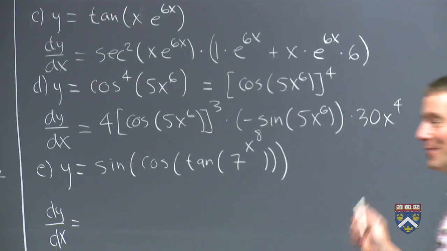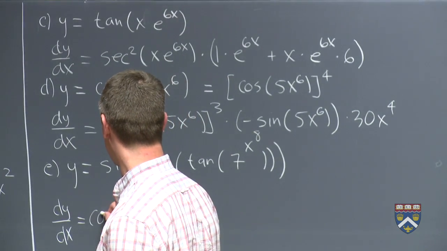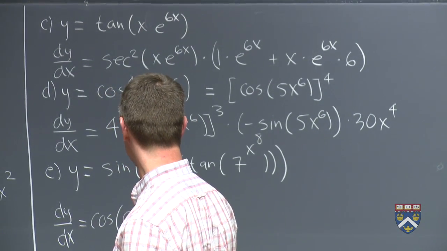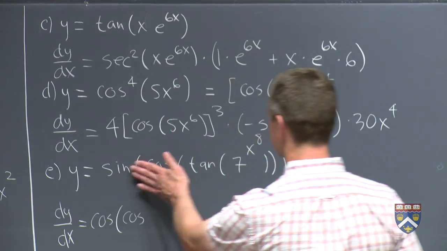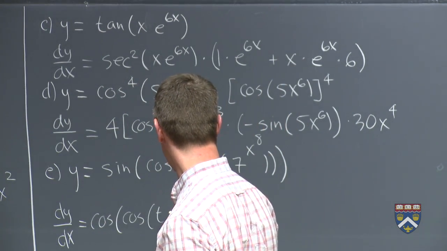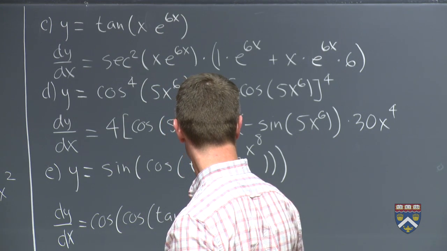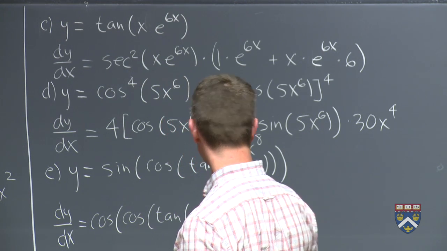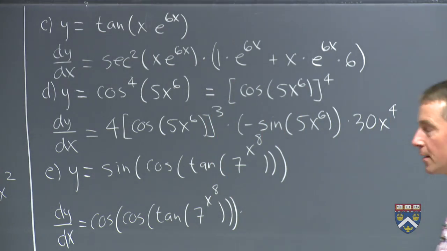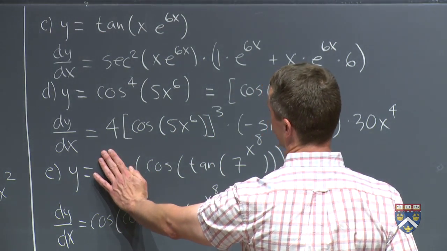We've got sine of something. By now we know the derivative of sine of something is cosine, and the inside doesn't change. So sine of all of this stuff becomes cosine of all of that exact same stuff. Good? Now we are done with this sine forever. Not going to worry about it anymore.